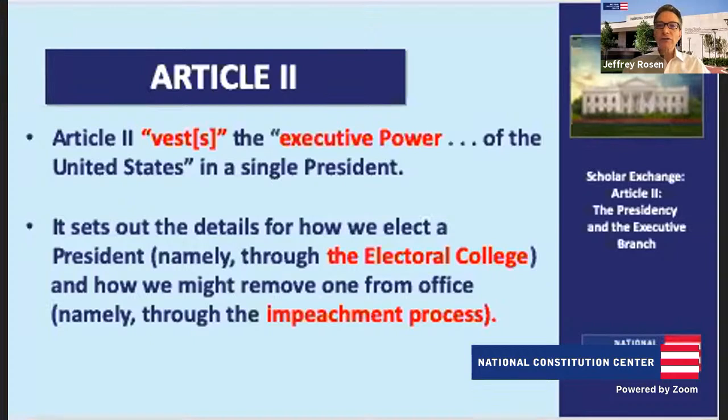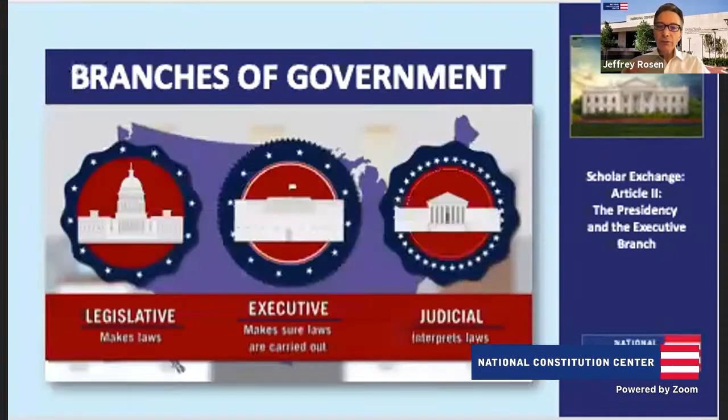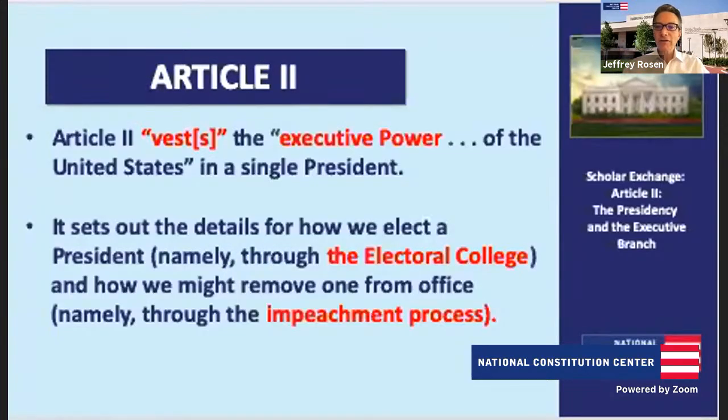The executive branch is responsible for enforcing the law. And in particular, we see that vesting clause. Article 2 vests the executive power of the United States in a single president. So that vesting, or installing, or allotting, or imbuing, means the president gets the executive power. So then the question is, what is the executive power?